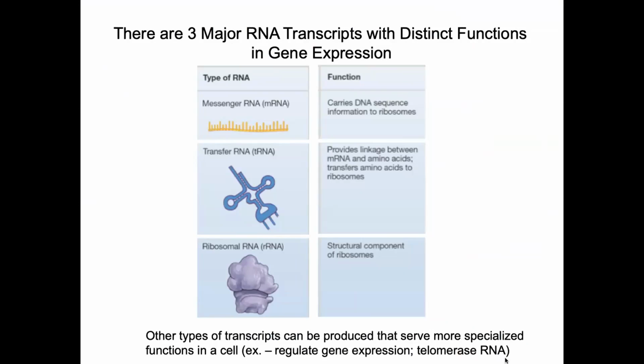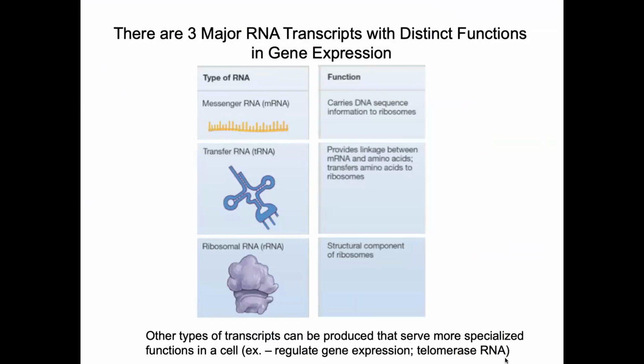All 3 of these transcripts are simply RNA molecules. The individual ribonucleotides are strung together by phosphodiester linkages. There's a 5' end to the transcript, there's a 3' end to the transcript, and so on. And yet functionally, they're very different.